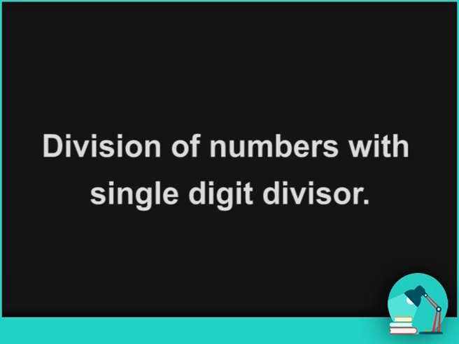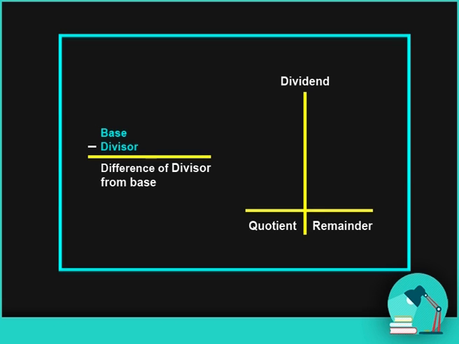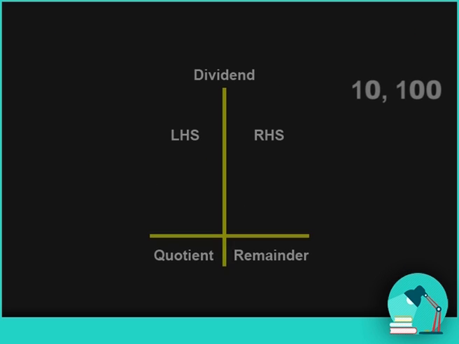Division of numbers with single-digit divisor. First of all, let us know about the format. The style of presentation used in this method of division is a bit different. Let us find how to solve questions using the format shown to you. We will divide the dividend in two parts. The right-hand side of the dividend will contain as many digits as the zeros in the base. The final answer obtained on the left-hand side will be the quotient and right-hand side is the remainder.